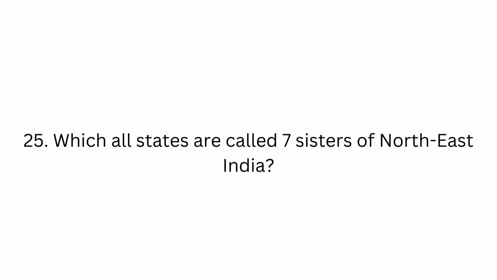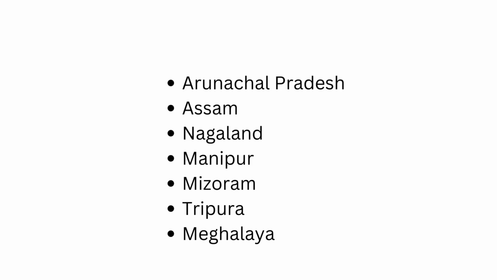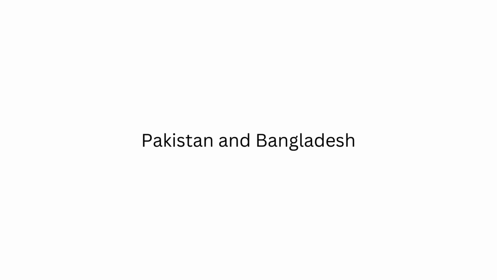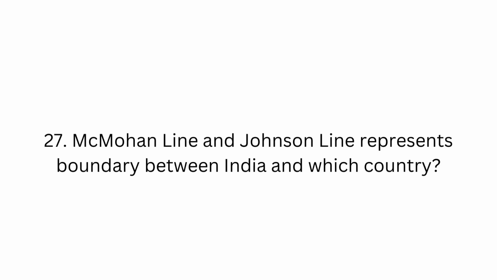Moving to the 25th question, which states are called the seven sisters of Northeast India? And the answer is Arunachal Pradesh, Assam, Nagaland, Manipur, Mizoram, Tripura, and Meghalaya. Moving to the 26th question, Radcliffe Line represents the boundary between India and which other countries? So it is Pakistan and Bangladesh, because at the independence in 1947, when the boundary was created, Bangladesh was also part of Pakistan. Later in 1971, it was separated and a new country was formed with the help of India. So moving to the 27th question, McMahon Line and Johnson Line represent the boundary between India and which country?